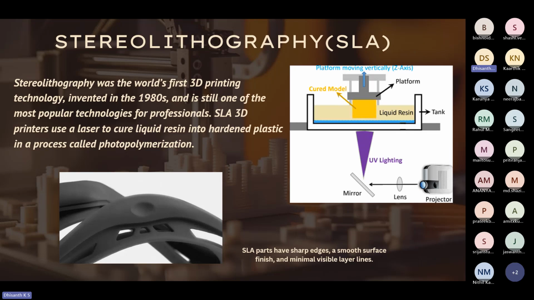This SLA 3D printer uses a laser to cure the resin, and this resin then cures to a hardened plastic, and this overall process is called photopolymerization. In this photo, you can see that the projector is the input of the UV lighting, and it comes through a lens, and a mirror guides it through to the platform. The platform moves in X and Y directions so that the resin is cured by the UV lighting, and the cured resin becomes a solid hardened plastic, and then it is taken out.